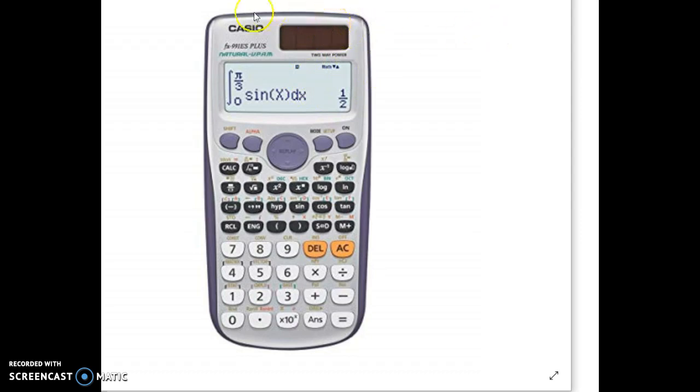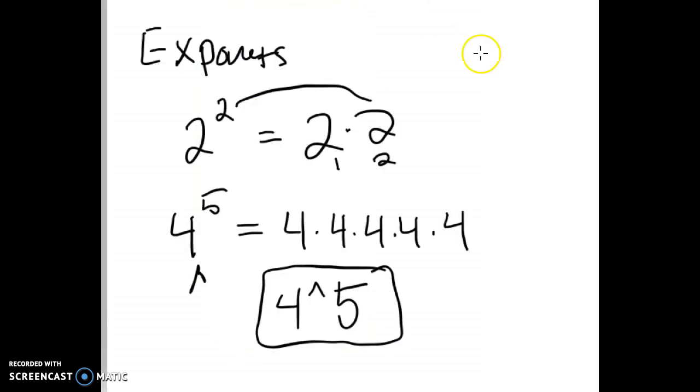This is actually my favorite type of calculator for the simple reason that you can see all the math that you're doing in the calculator. It has multiple levels, and it's a really nice calculator. If you guys don't have one, you're in the market, I suggest this one, Casio Natural Display.